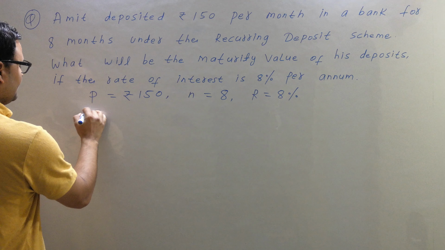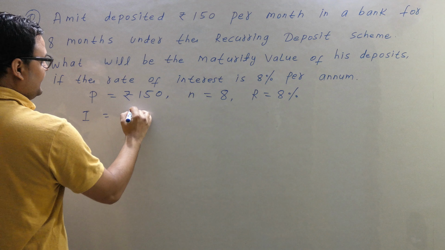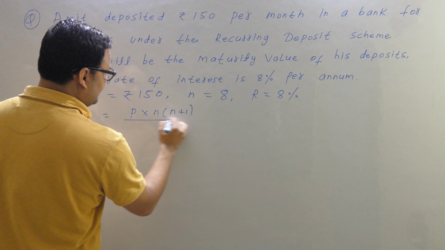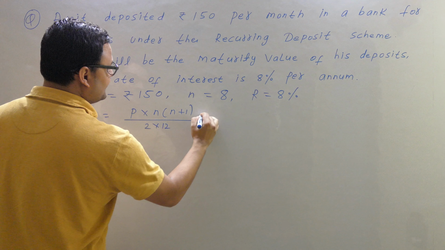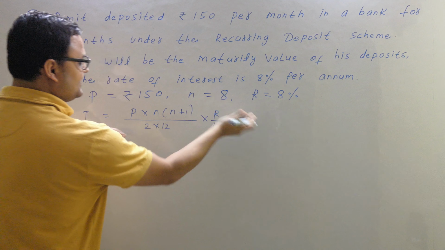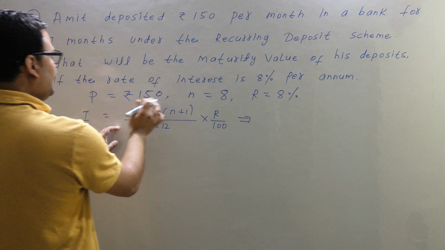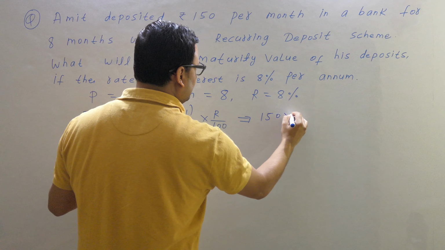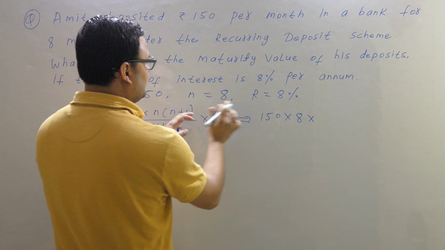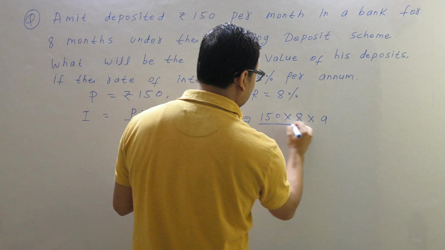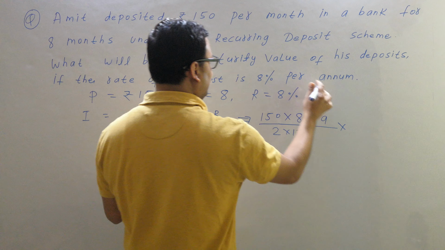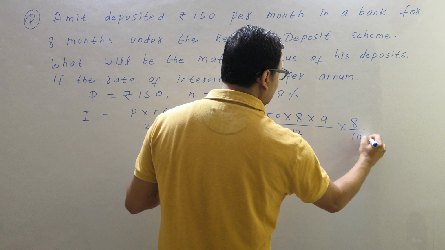Now rate equals 8% per annum. I am going to use the formula: interest I equals P into N into N plus 1, by 2 into 12, into rate by 100. Now I'll just put the data whatever is given. P is 150, into N is 8, into N plus 1, that is 8 plus 1, 9, divided by 2 into 12 into rate, that is 8 by 100.